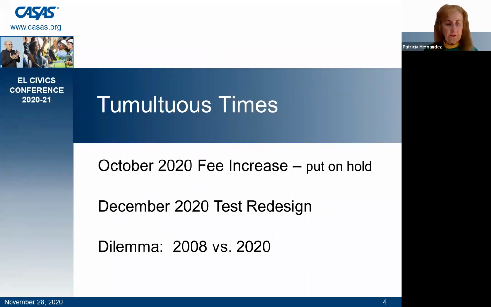Indeed, these are tumultuous times for everyone, but especially in citizenship. Last October, a huge fee increase was scheduled to go into effect, but thankfully, it was put on hold. Not on hold is the 2020 version of the citizenship test questions. In December, we are facing a complete redesign of the civics questions. The questions themselves will change, as well as the number of questions that the applicant will need to answer correctly in order to pass this portion of the naturalization interview.